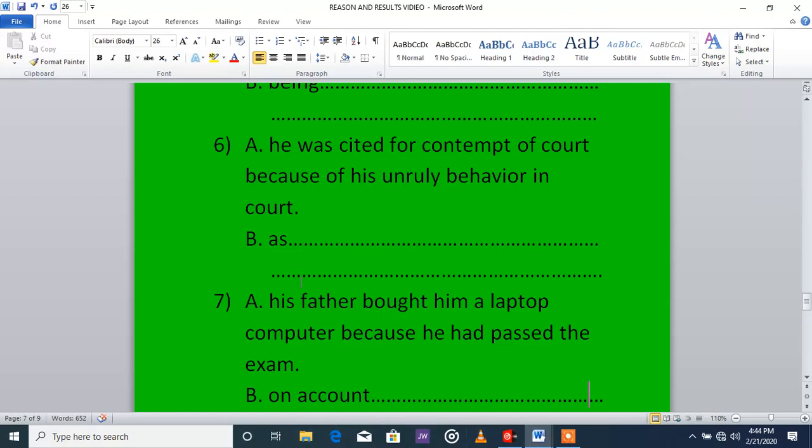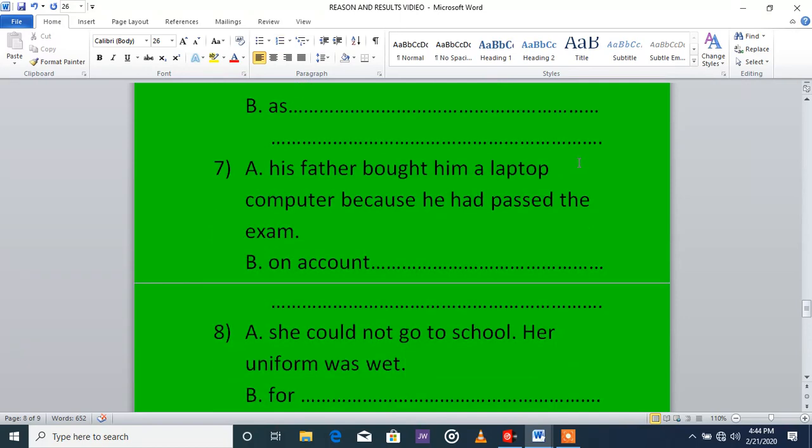Begin with "as". It will simply replace "because". So why was this person cited for contempt of court? Because of his unruly behavior, so his unruly behavior will be the one that follows. Remember I talked about "as", "because", and "since". They can move in the same way. As of his unruly behavior in court, comma, he was cited for contempt of court. Full stop.